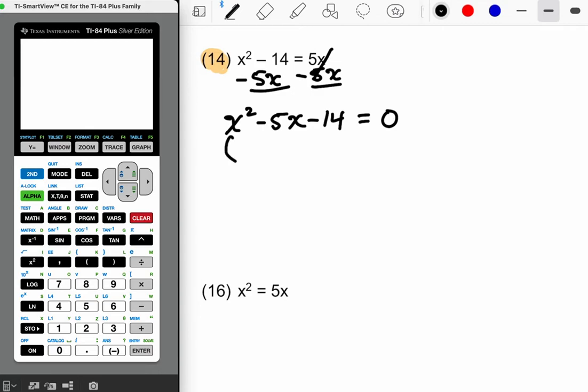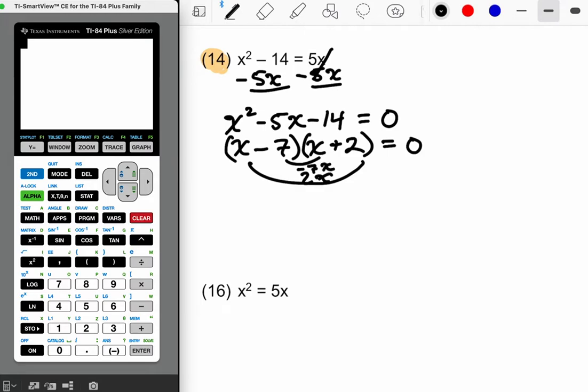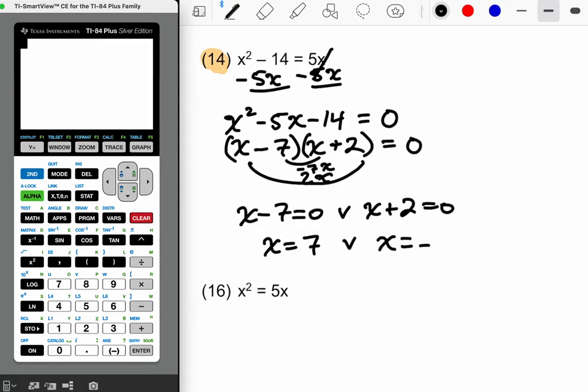So I'm looking for two numbers that are going to multiply to 14. 7 and 2 seems like the most likely, and one of them needs to be negative. So negative 7, positive 2: outer product 2x, inner product negative 7x. That'll get you to a negative 5x. So take each of your factors, set them equal to 0, and solve, and you get x equals 7 or x equals negative 2. And that would be my solution.